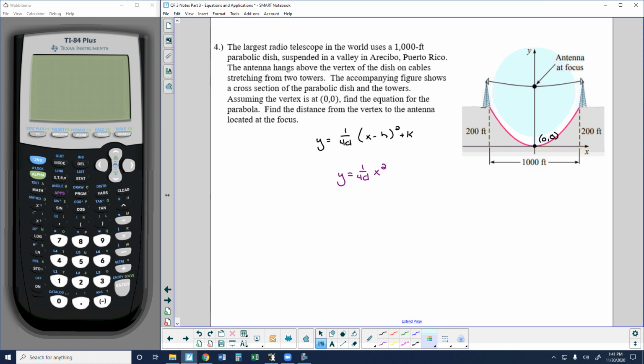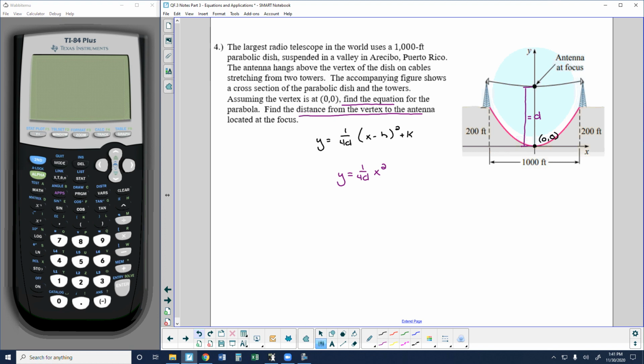We need to find the equation. That's the first thing. And we need to find the distance from the vertex to the antenna located at the focus. So notice that in order to find the equation, I need to know d. d is actually the distance from the vertex to the antenna that's located at the focus. So to answer both questions, I need to know d.